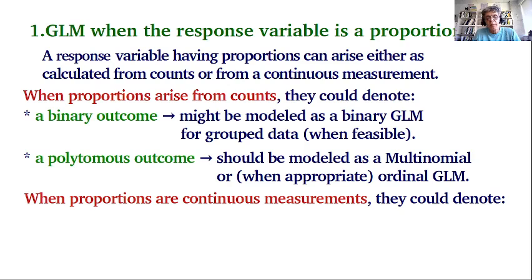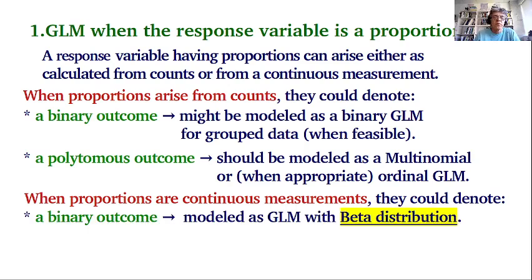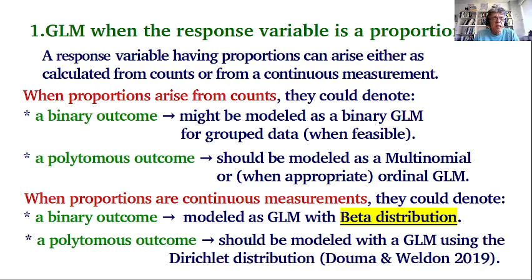When proportions arise as continuous measurements, again they could denote a binary outcome. This should be modeled with a GLM with a beta distribution. This is what we are going to do here in this video. And alternatively, these proportions can be a set of proportions adding to one, and this should be modeled with a GLM using the Dirichlet distribution. This is a probability distribution that is a generalization of the beta distribution when there are more than two alternative outcomes whose proportions we measure. I point you to this very clear and recent article by Dunn and Weldon where these things are neatly explained.